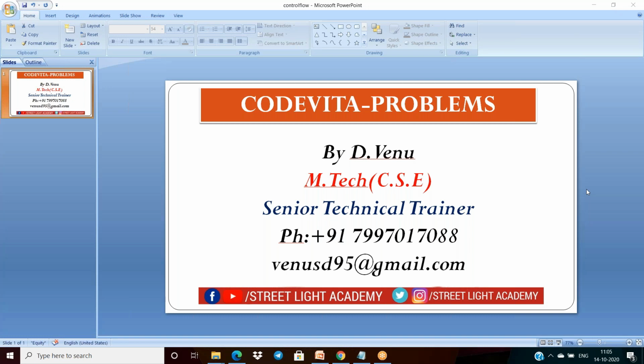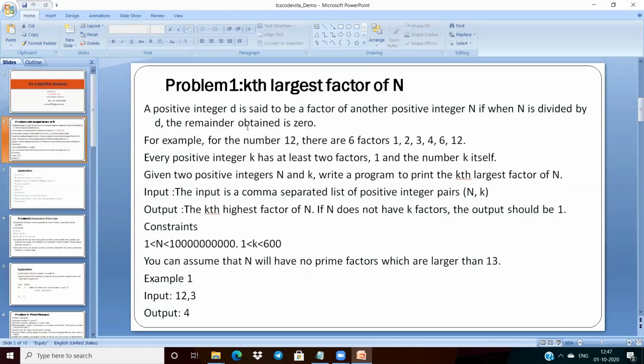In this session, I'm going to teach about CodeBeta questions and solutions. The first question is: find the kth largest factor of n.